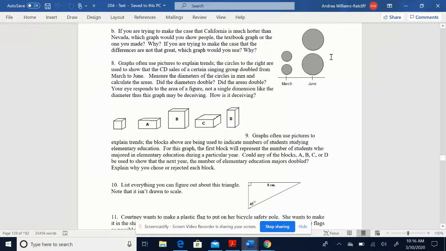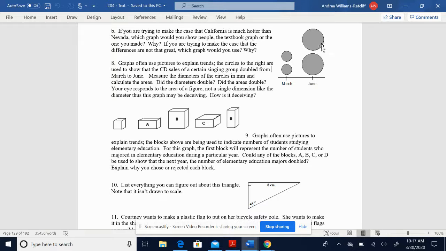Okay. So what the question is asking us is, did doubling the diameter really convey to the person who's reading this graph that CD sales doubled? Remember, our eye catches the area, not the diameter. So over here, we had 16 pi millimeters squared for area. Let's think about this one. If the diameter is 16 millimeters, the radius is 8. So we have area equals pi times 8 squared millimeters. So we have 64 pi millimeters squared.